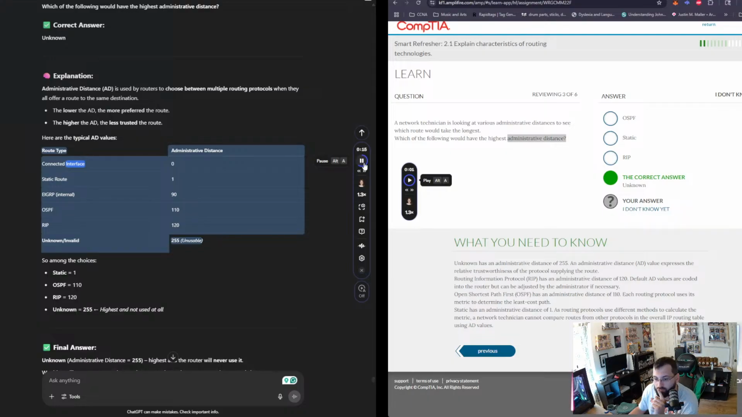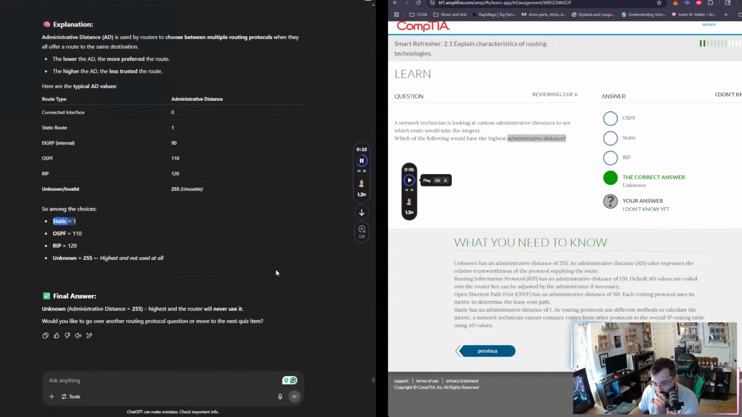Connected interface 0, static route 1, EIGRP internal 90, OSPF 110, RIP 120, unknown 255. So among the choices: static equals 1, OSPF equals 110, RIP equals 120, unknown equals 255, highest and not used at all. Final answer: unknown administrative distance equals 255, highest, and the router will... I'm pretty sure administrative distance is calculated the same way, it uses similar math like subnets and stuff. That's why it's 255.